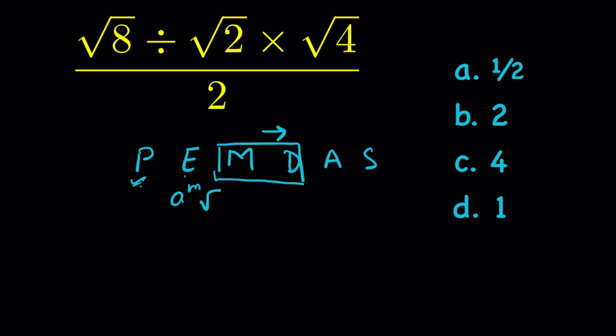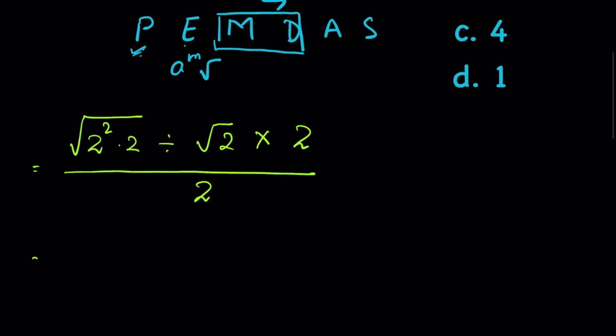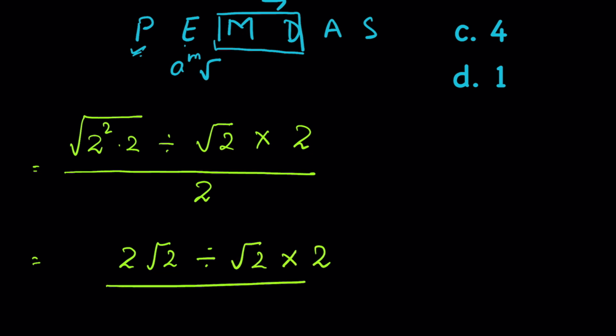Square root of 8 we can write as 2 square times 2 under square root, divided by square root of 2 times square root of 4 as 2 upon 2. This we can write as square root of 2 square times square root of 2. Remove the square root with the square, so it will be 2 times square root of 2 divided by square root of 2 times 2 upon 2.